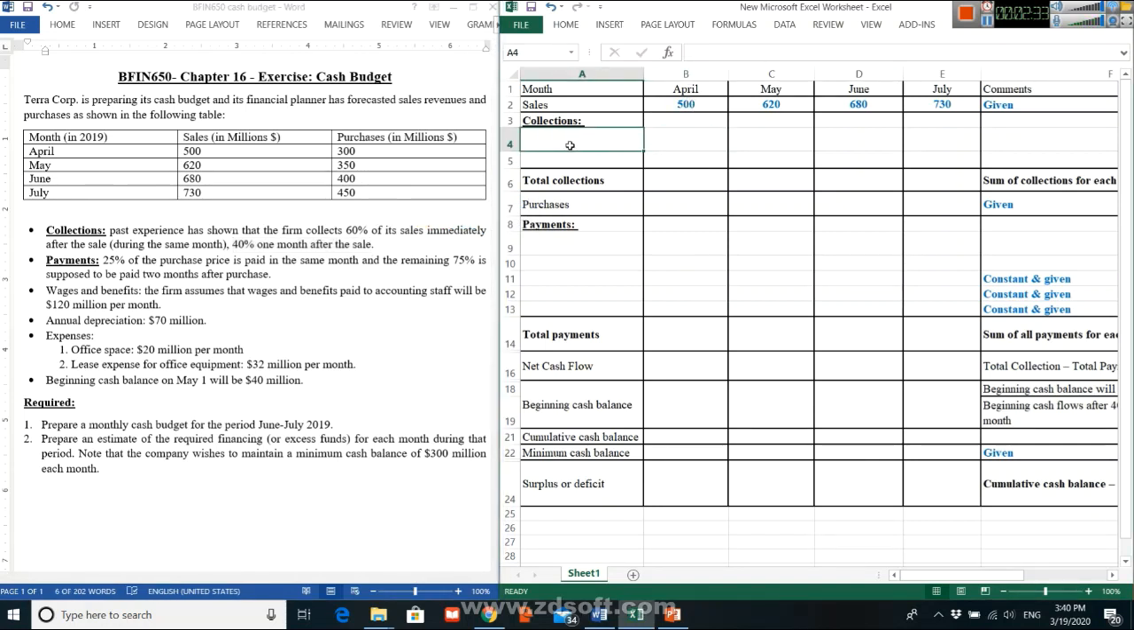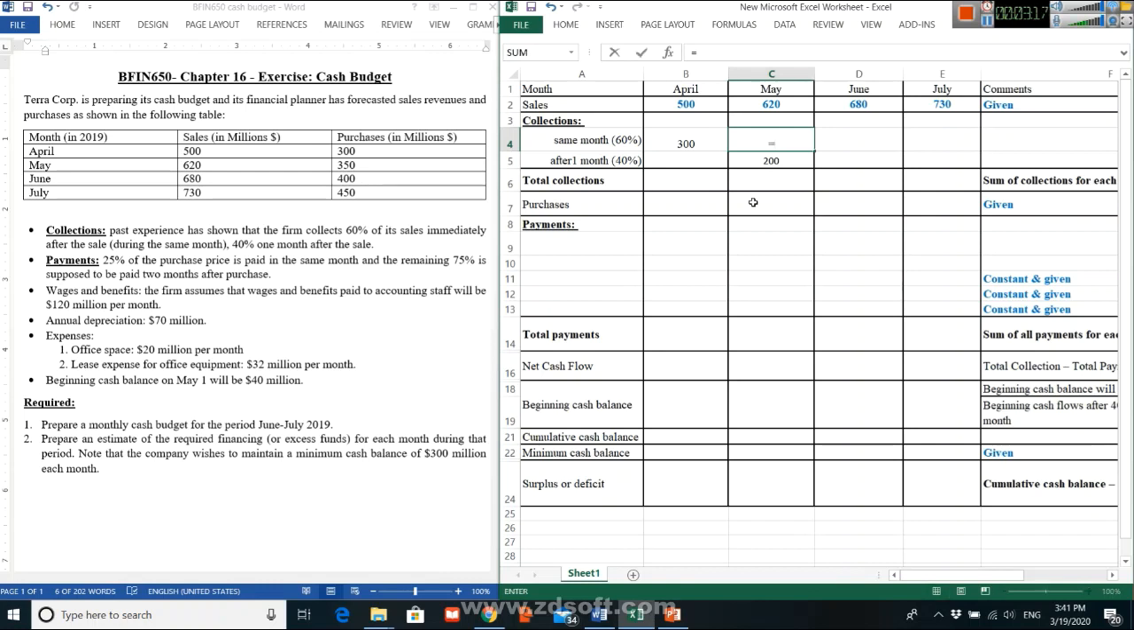So let's write in here, same month, 60%, and after 1 month, 40%. So in this case, 0.6 times the 500 will be collected in April, and the remaining 200 will be collected after 1 month, so in May. So it's equal to 0.4 times the 500.